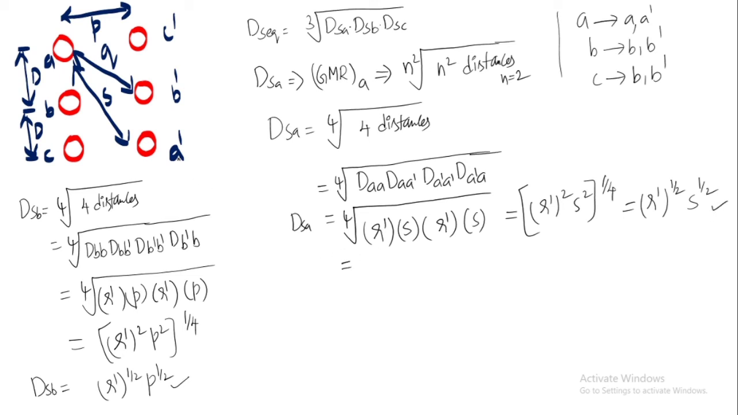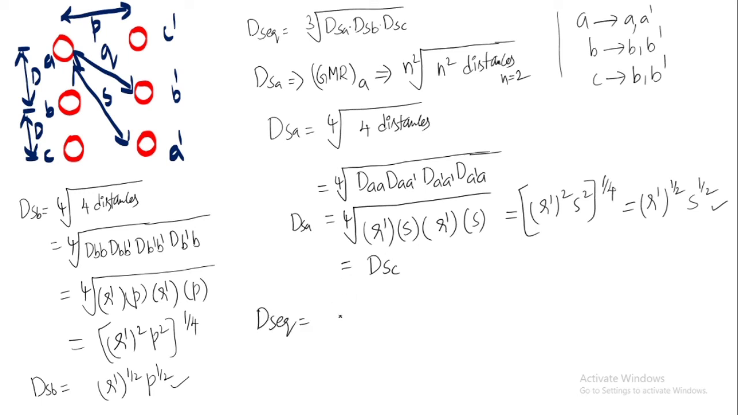And if you observe the diagram, the distance between A to A dash is S, and C to C dash, they are also at the corners of the largest diagonal. So A to A dash distance is S, so C to C dash distance is also S. In that case, you will get DsA as DsC, which is the value R dash power 1 by 2, S power 1 by 2. Now, what is Ds equivalent?